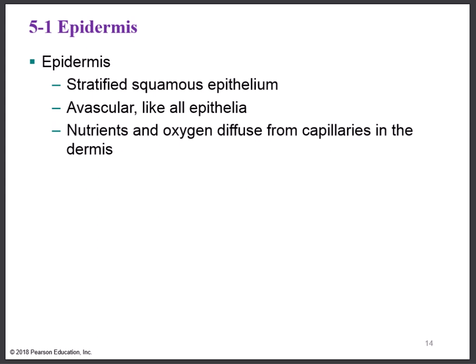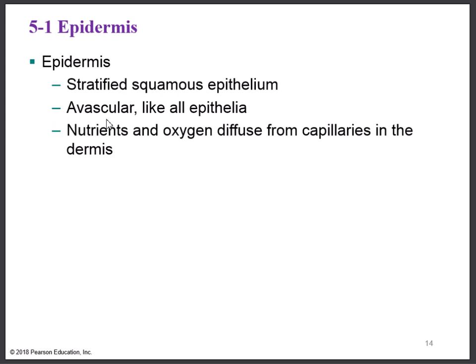And if you were to look at these cells, they appear flat. So we call the types of cells that make up the epidermis stratified squamous epithelium. Stratified means that they're in layers, and squamous means that the cells appear flat. Now, this epidermis is avascular. What that means is there's no direct blood supply going to the epithelial cells. This is a characteristic of epithelium.